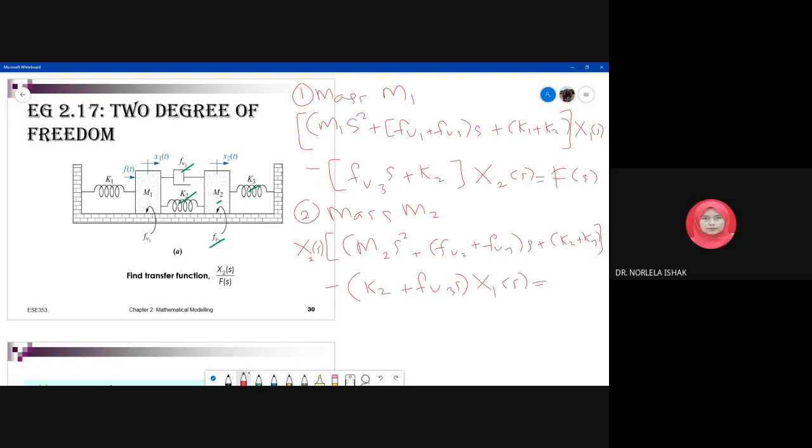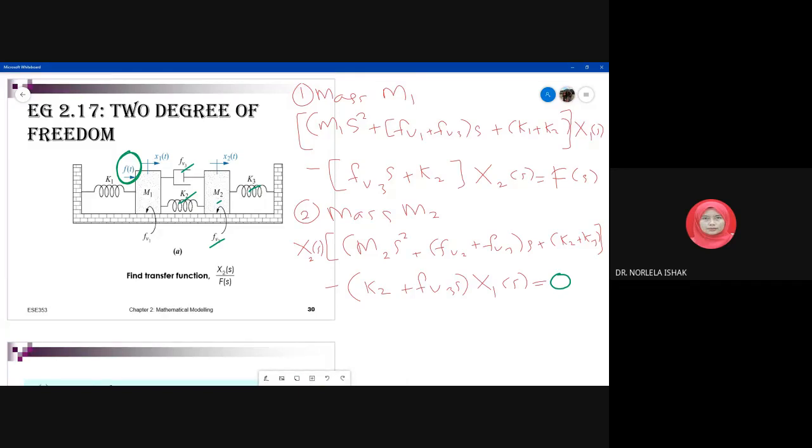Because our force, okay, you can see from here, our force is here. Okay, our force is at X1. So meaning dekat X2 tak ada force. So kita samakan dengan kosong. So samakan dengan 0. Equal to 0 from mesh number 2. Okay, because our force is at X1. This is our force here. Right? Okay, from this we have two equations.